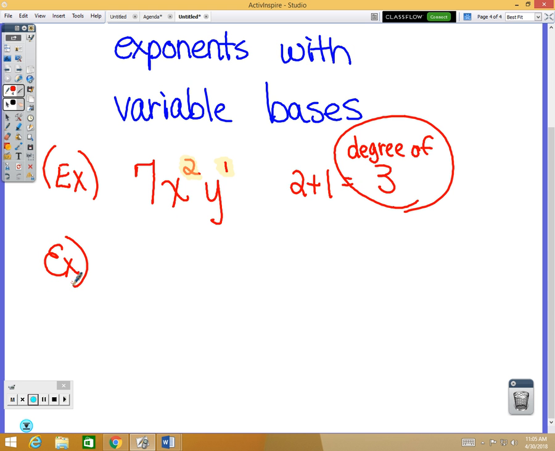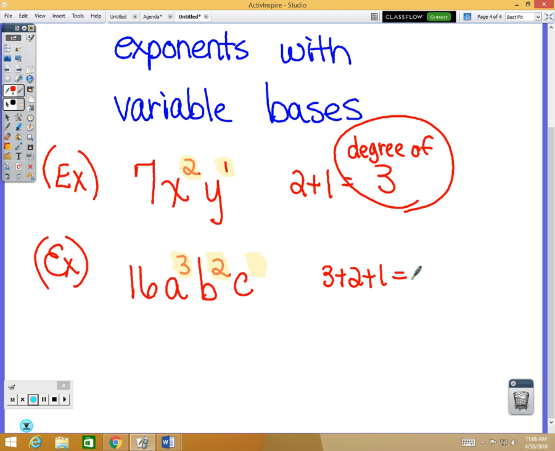Let's say we have the monomial 16 a to the third power, b to the second power, c. What would be the degree of this monomial? Jacob? 6. Because we have a 3 plus 2 plus this 1 that is invisible. So 3 plus 2 plus 1 is 6. So the degree is 6. Okay? Does that make sense?